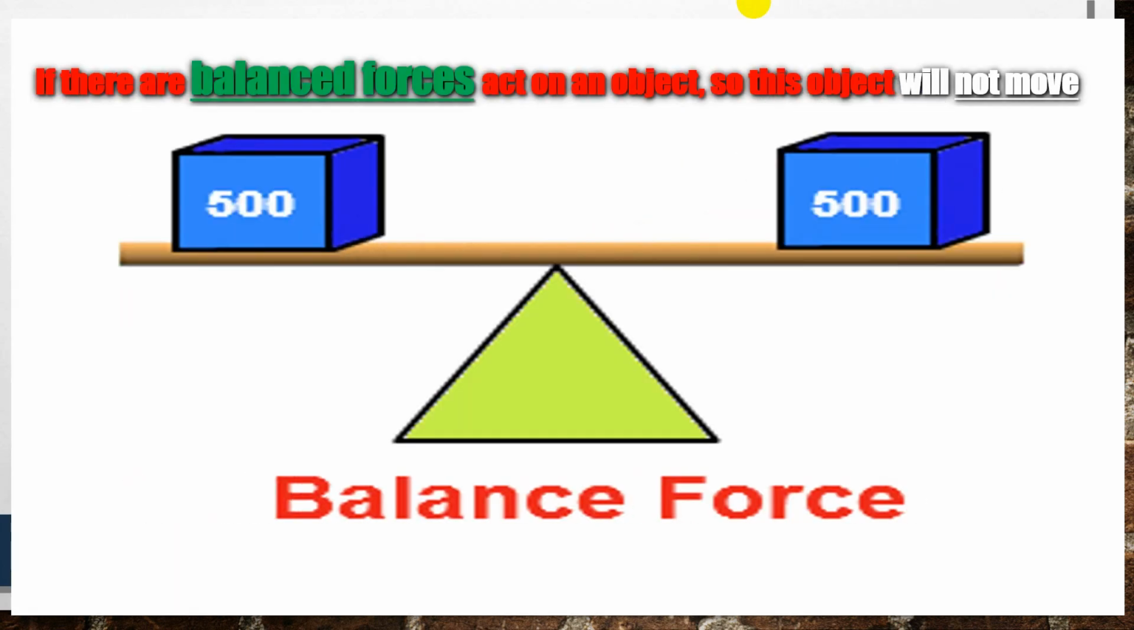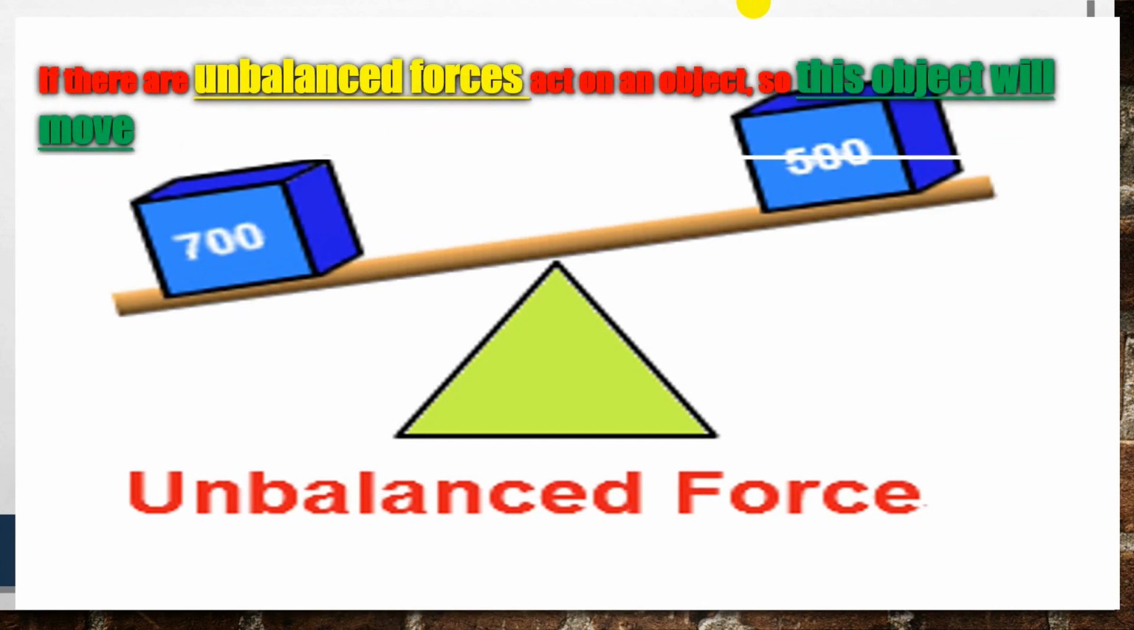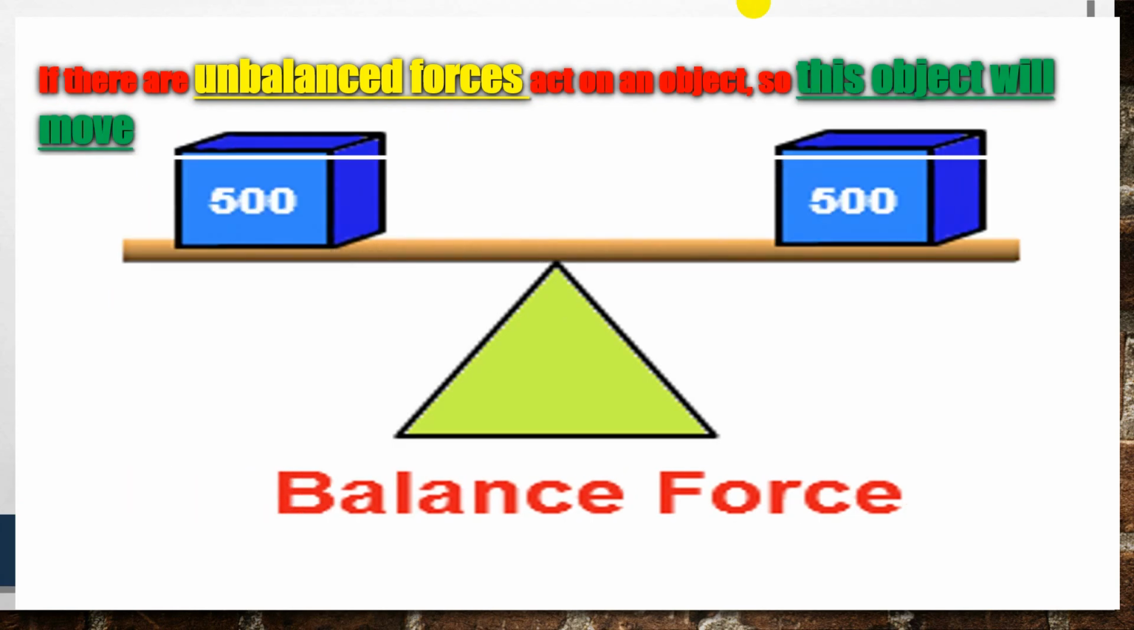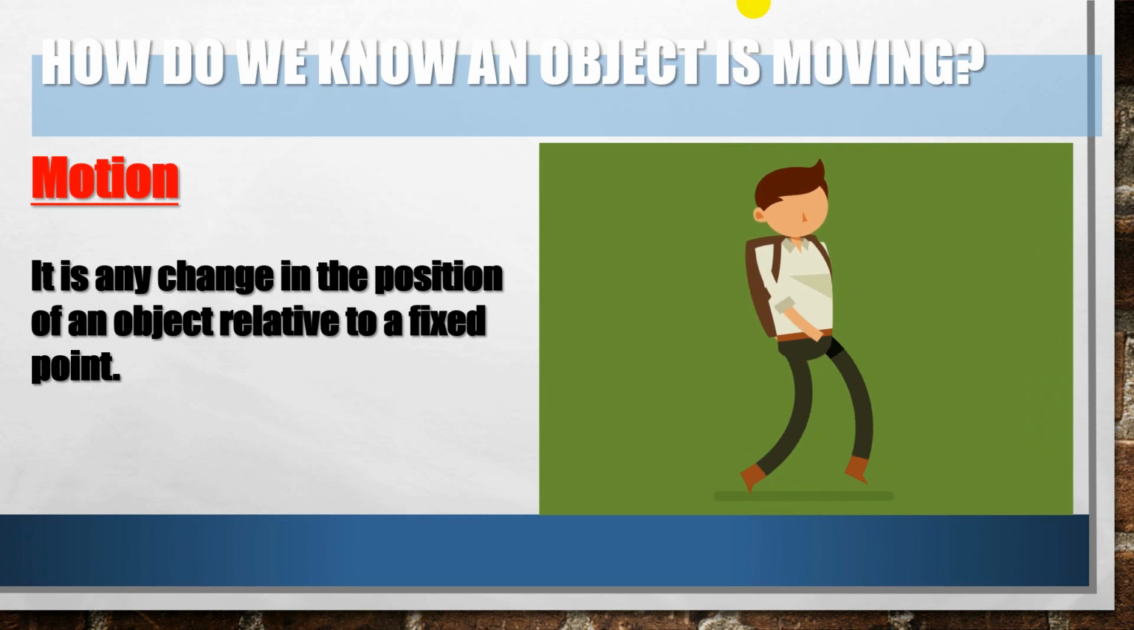From this, if balanced forces act on an object, this object will never move. So what if I have unbalanced forces? If I have unbalanced forces acting on an object, this object will move. And this movement goes toward the greater or most powerful force. So how do we know an object is moving? If this object changes its position from one point to another point.